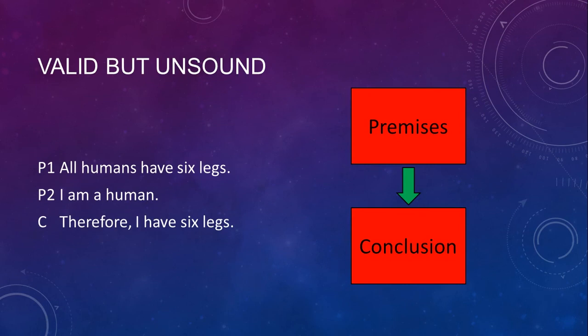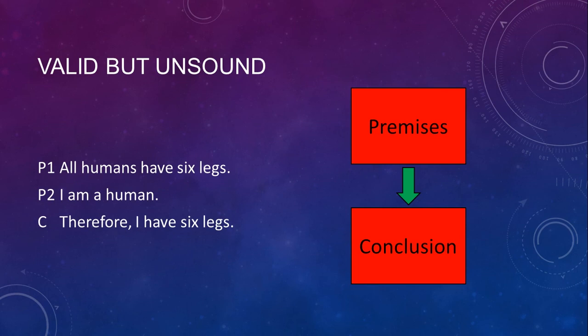You can also have valid but unsound arguments. So you can have arguments that would, if the premises were true, guarantee the truth of the conclusion, and yet the premises are false. So at least one of these premises is untrue. All humans have 6 legs. I am a human, therefore I have 6 legs. This is modus ponens. This is one of the argument forms I showed you before.